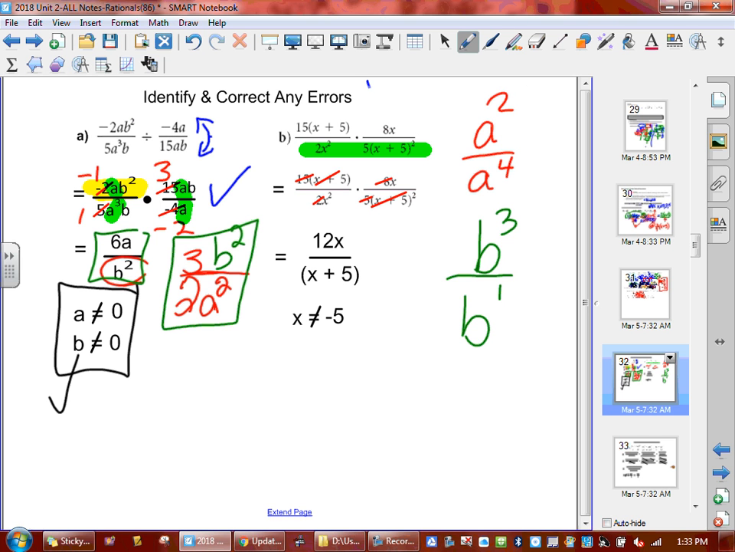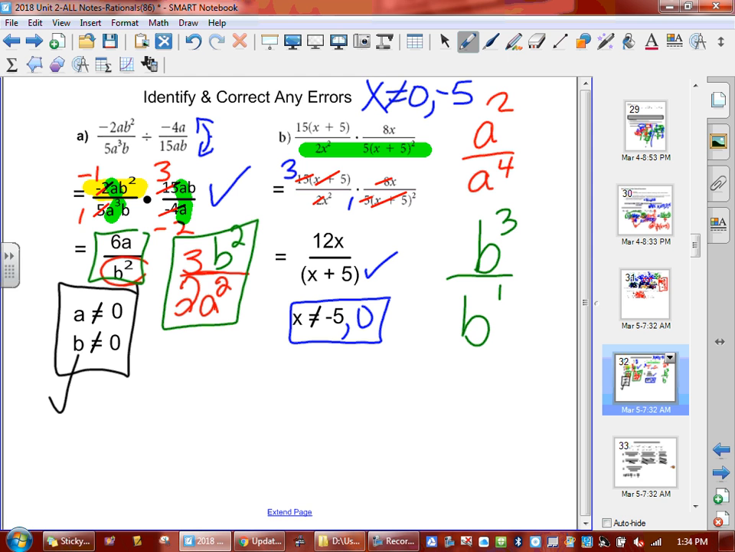Let's check. So now, what are they allowed to take away? Okay, they can take how many x plus 5s away though? Only 1, so 1's still left over, so that's correct. All right, let's take our digits. So I have a 15 and 5. What do they divide by? 5, so I end up with a 1 and a 3. All right, 8 and 2, the digits diagonally. What do they divide by? 2, to give me a 1 and a 4.